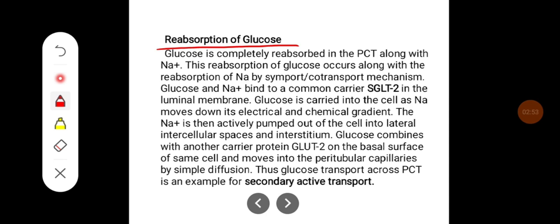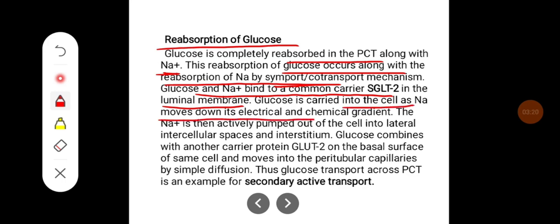Glucose is completely absorbed in PCT along with sodium. This reabsorption of glucose occurs along with reabsorption of sodium by symport or co-transport mechanism. Glucose and sodium bind to a common carrier, that is SGLT2, sodium glucose transport 2, in the luminal membrane. Glucose is carried into the cell as sodium moves down its electrical and chemical gradient.